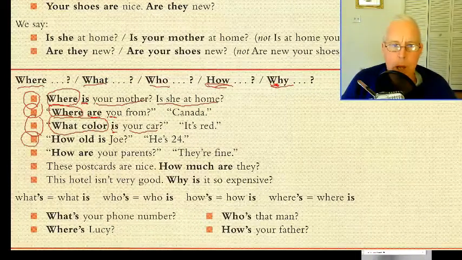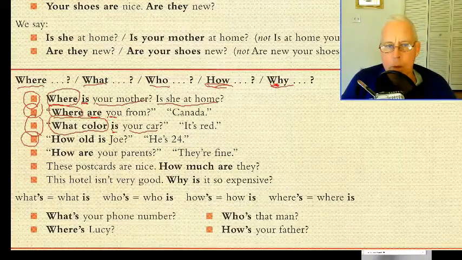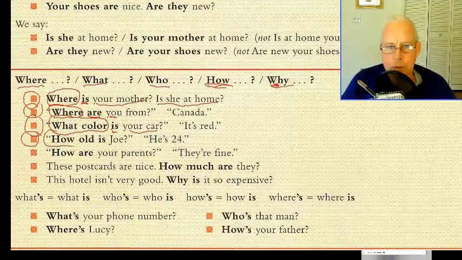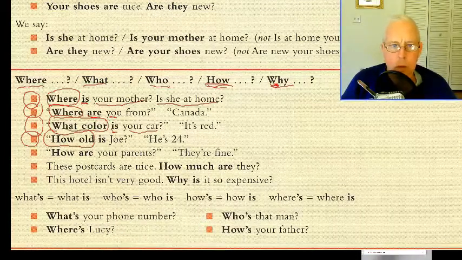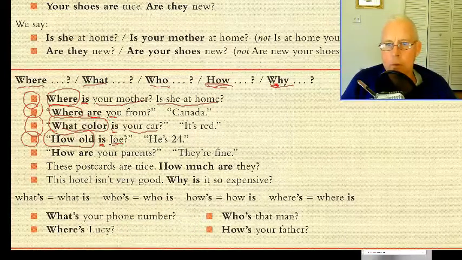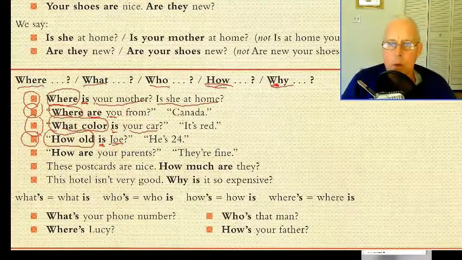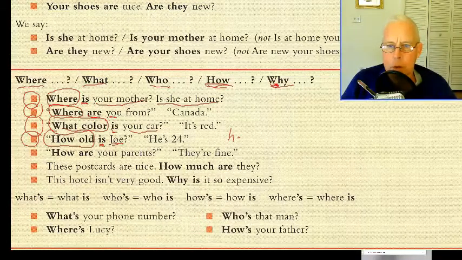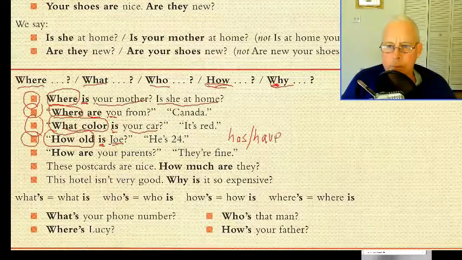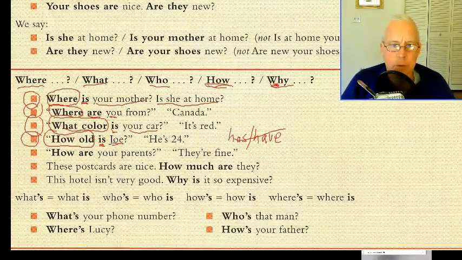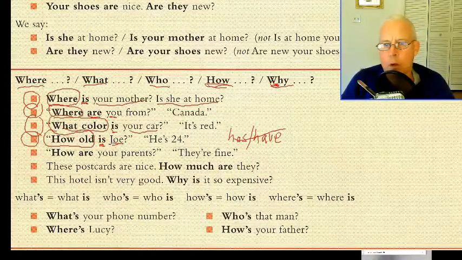Now here comes one with how, and we can use phrases such as how old? How old is Joe? He's 24. Always worth remembering, especially for native Spanish speakers, when you're talking about age, we don't use has or have. We use to be. We use is, are, am.